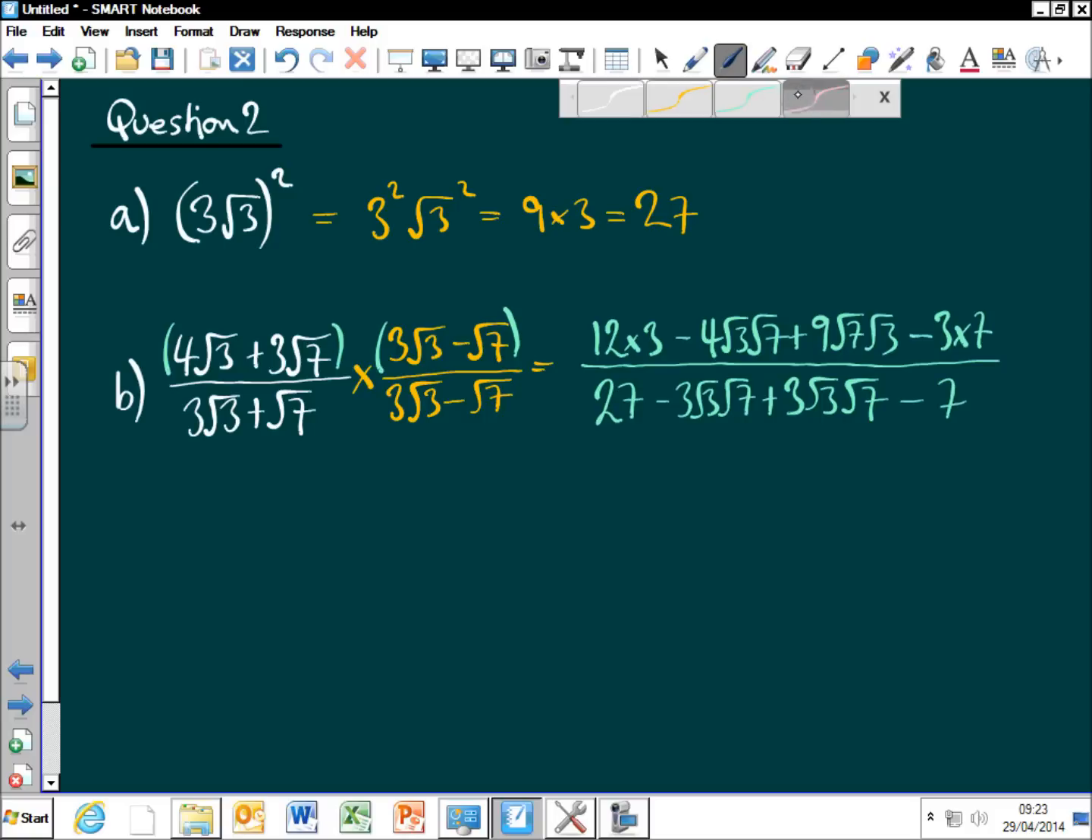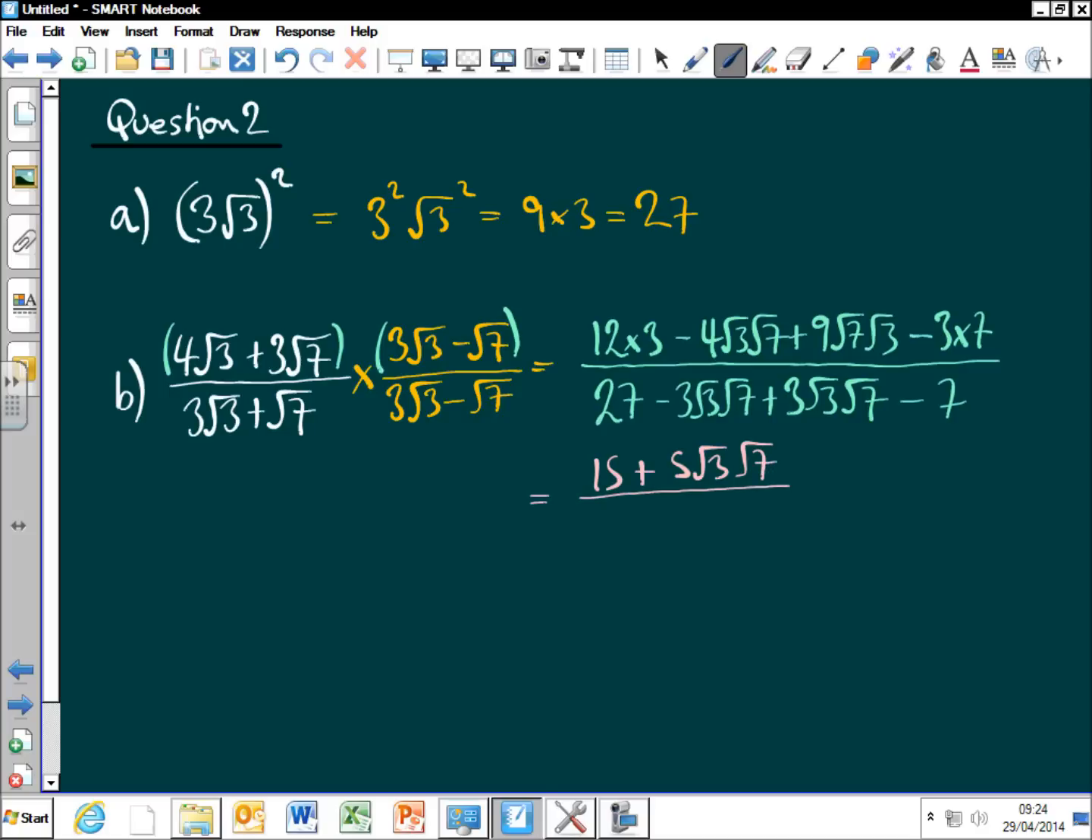Okay, and then I'm just going to tidy up the top and the bottom. So 12 times 3 is going to be 36. And then 3 times 7 over here is going to give me negative 21. So I've got 36, take away 21, which I think is going to give me 15. So it's going to be 15, take away, and then I've got 9 root 3 root 7, take 4 root 3 root 7, so this is plus 5 root 3 root 7. That's the top simplified.